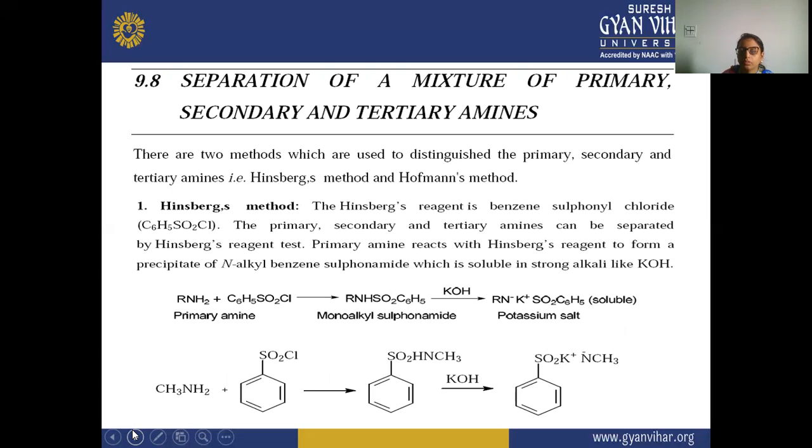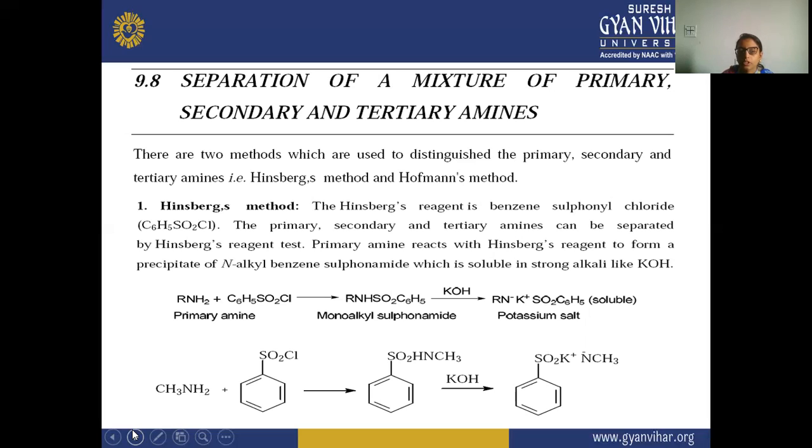The first is the Hinsberg method. In this, the Hinsberg reagent is benzene sulfonyl chloride, and the primary, secondary, and tertiary amines can be separated by the Hinsberg reagent test. This is the reagent which is used to distinguish the primary, secondary, and tertiary amines.